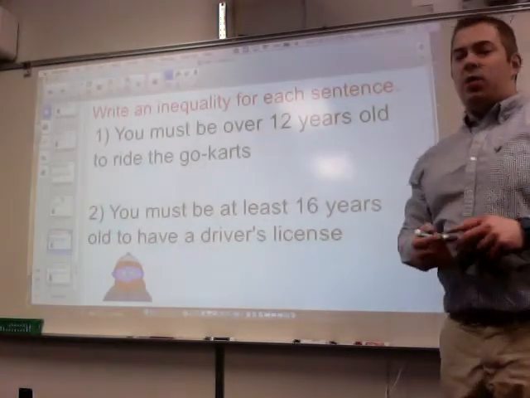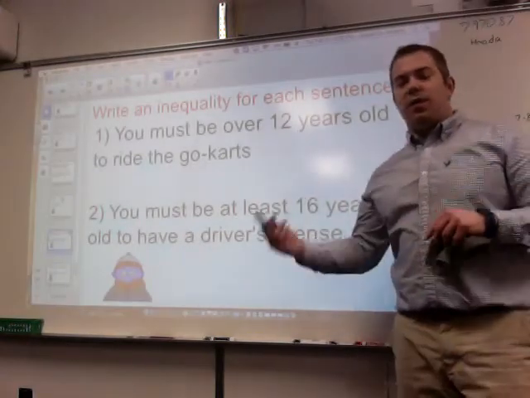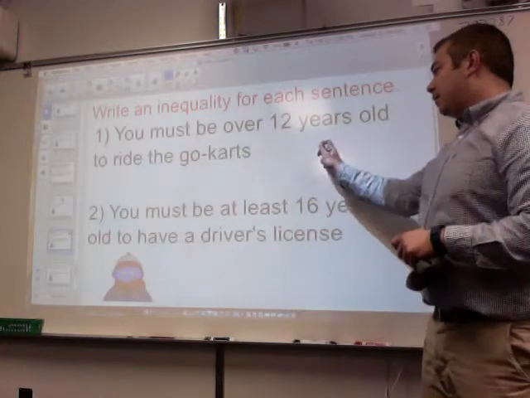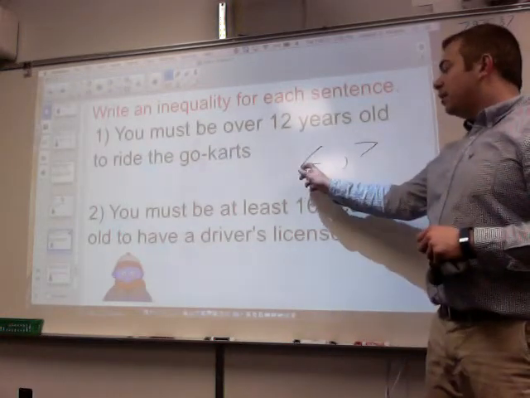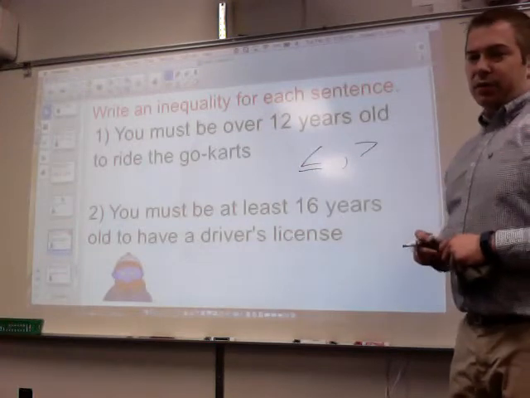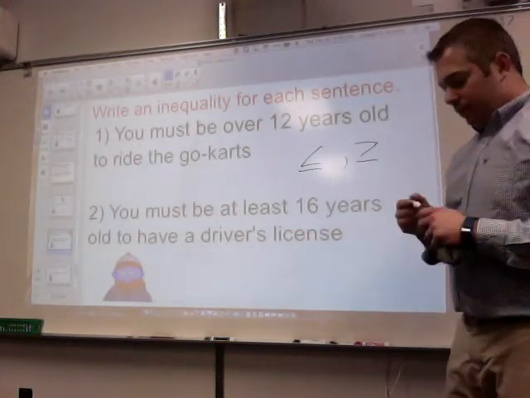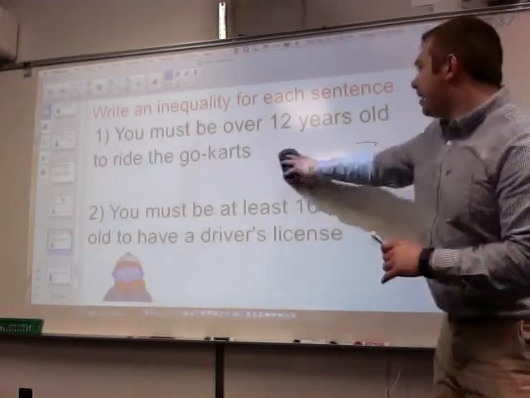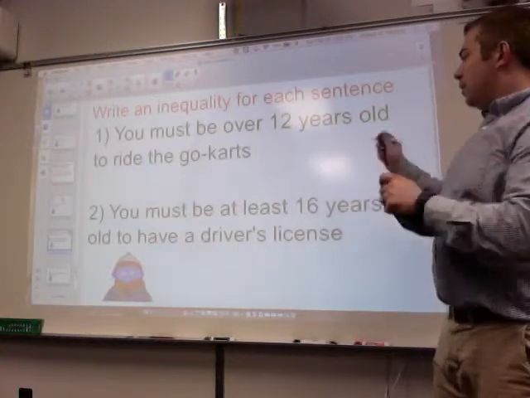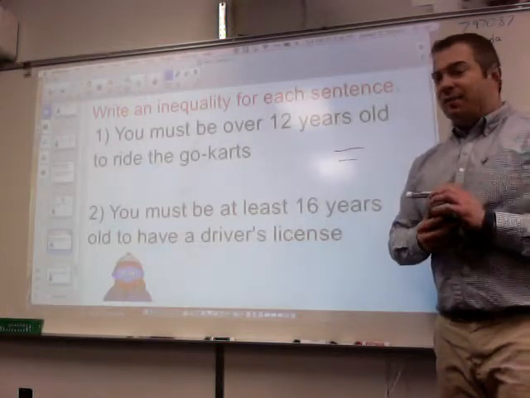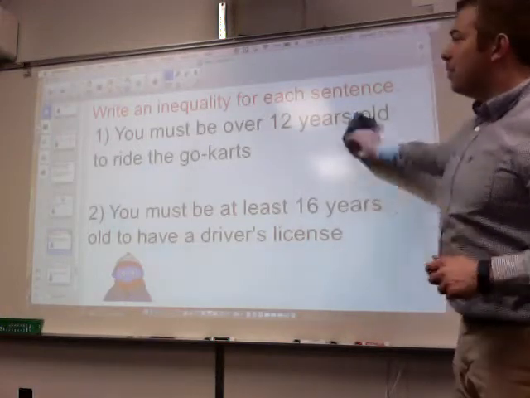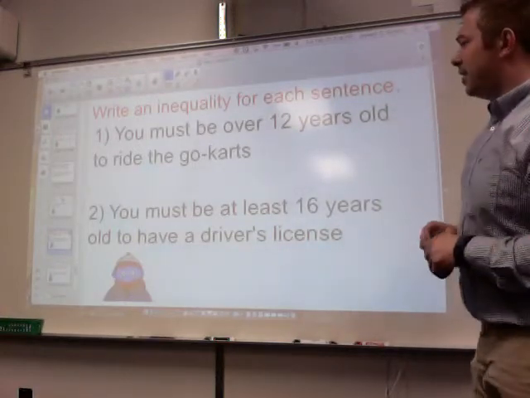So, remember, an inequality has a less than or a greater than sign, or it could be less than or equal to, or greater than or equal to. All right, but you're not going to see an equal sign today because those would be equations, and we're doing inequalities. So, write an inequality for each sentence.